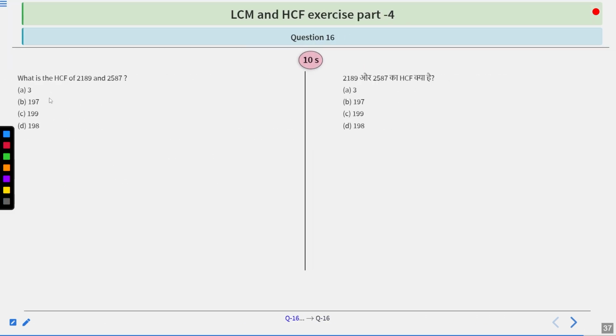What is the HCF of 2189 and 2587? And options are 3, 197, 199, and 198. These are the options. I'm giving you 10 seconds to find the correct answer. After that, I will do the solution.